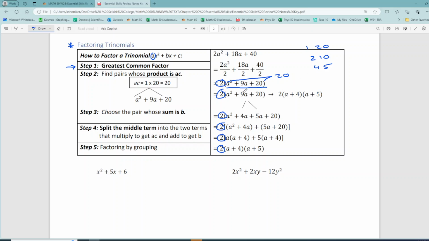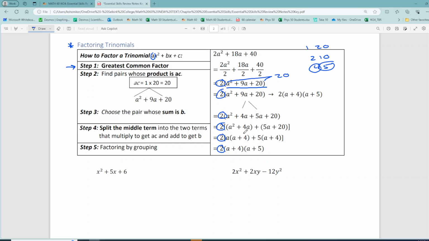Now, with this one, you have two choices. You can do the whole next steps, which means if you're factoring any trinomial, it doesn't matter if there's a number in front or not, you can split the middle term up into the two numbers that multiply to give you 20 and add to give you 9. That's going to be 4a and 5a. Then you're going to factor this by grouping, and then you're going to have a common factor to take out. That is how you factor any trinomial.